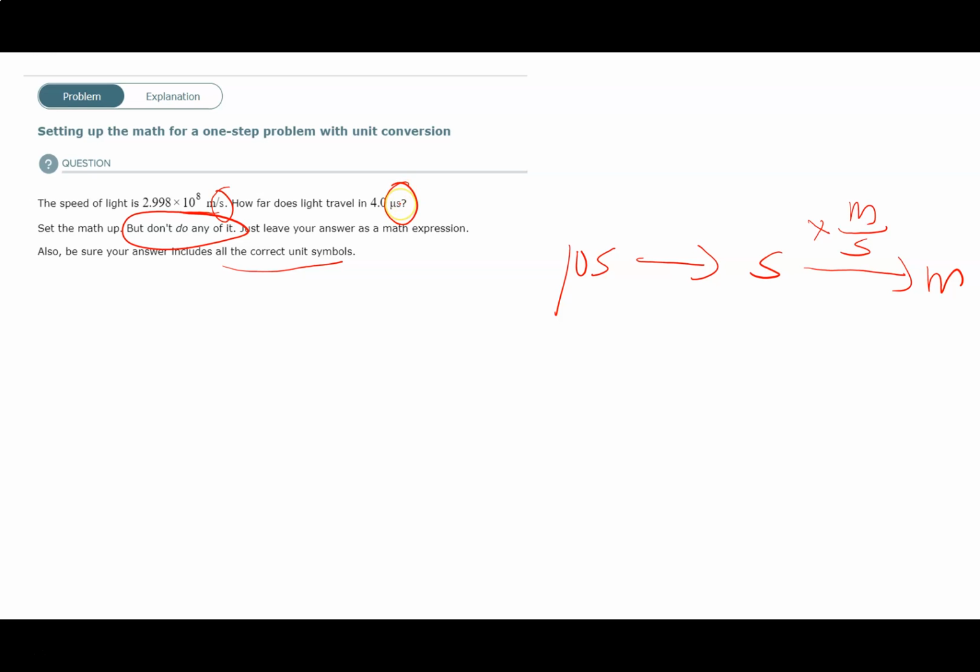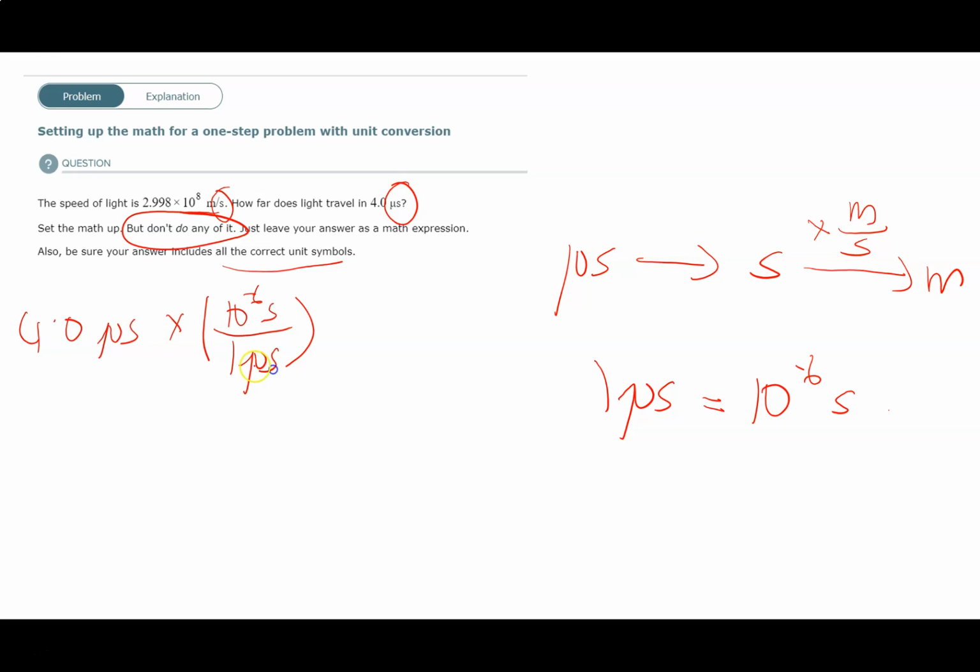So what I need to know is how are microseconds and seconds related, and 1 microsecond is the same as 10 to the minus 6 seconds. So I'm going to do it this way: 4.0 microseconds times 10 to the minus 6 seconds in 1 microsecond, and then that would get me to seconds. And then finally I'm going to multiply by my 2.998.